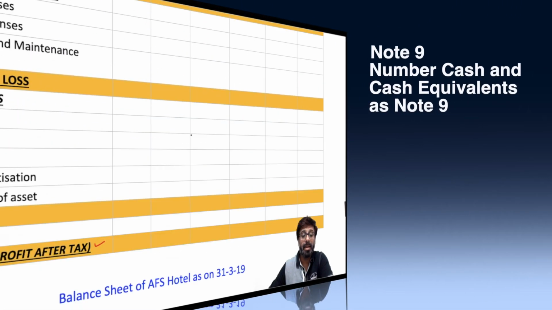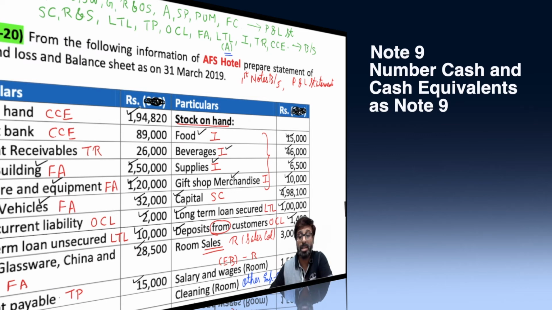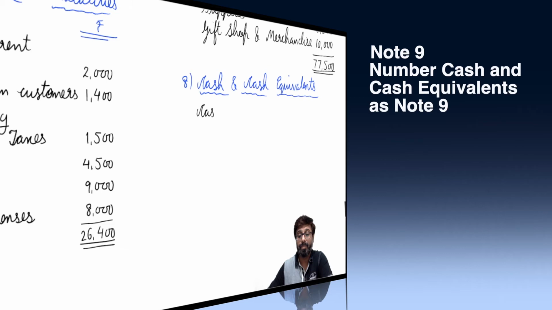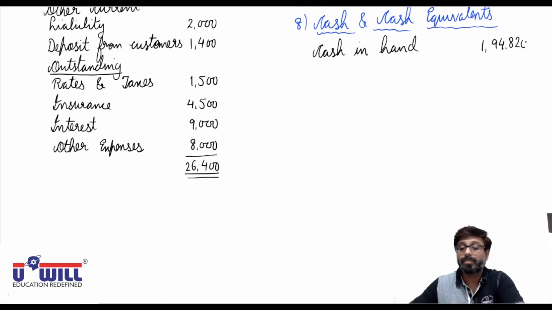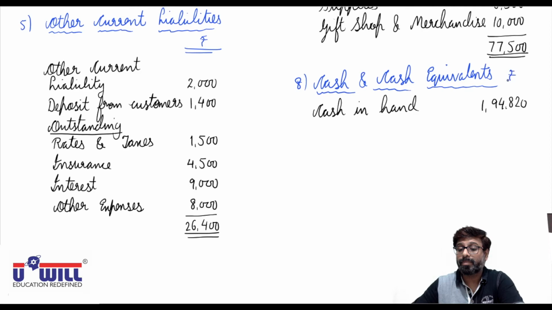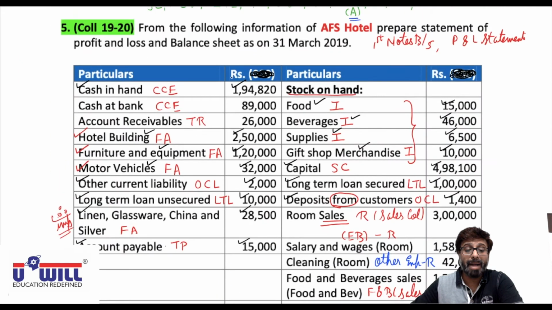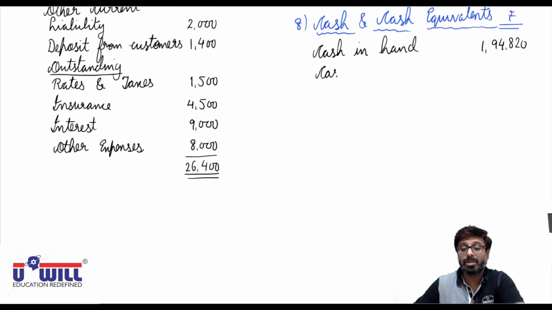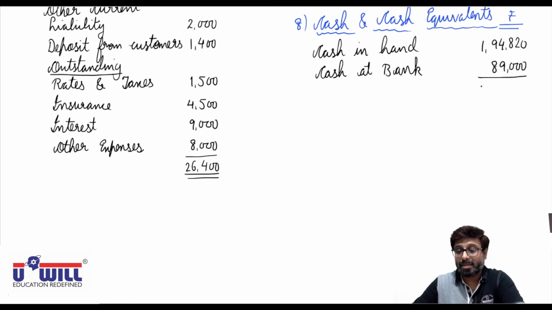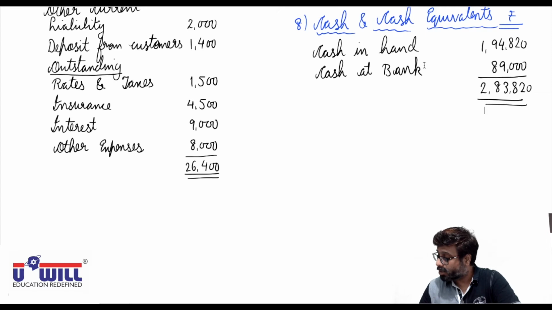In that we have cash in hand 1,94,820. And next is cash at bank, that is 89,000. So total cash and cash equivalent is 2,83,820.